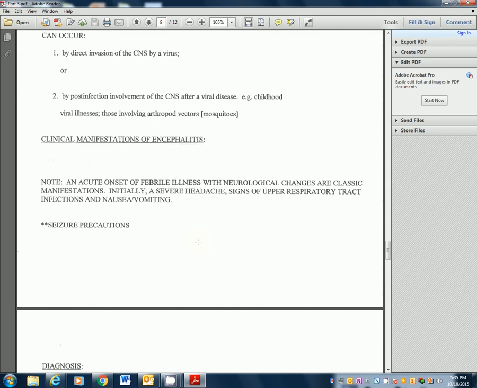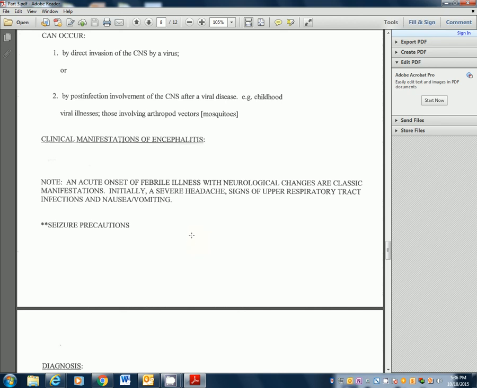On page 954, if you look there at the signs and symptoms, there's a good chart also on 954 telling you the difference between viral and bacterial meningitis. Clinical manifestations of encephalitis: malaise, fever, headache, dizziness, apathy, lethargy, nuchal rigidity. What's that sound like? Meningitis.